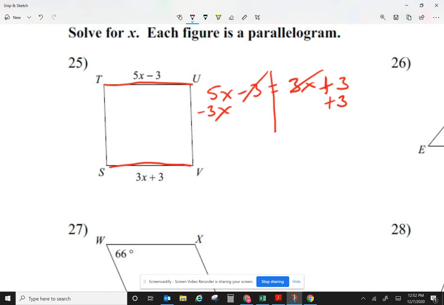On the left, I know that 5 minus 3 is 2. So that gives me 2x equals 3 plus 3 is 6. Now, to get the x by itself, let me divide by the number in front of it. X is equal to 3.